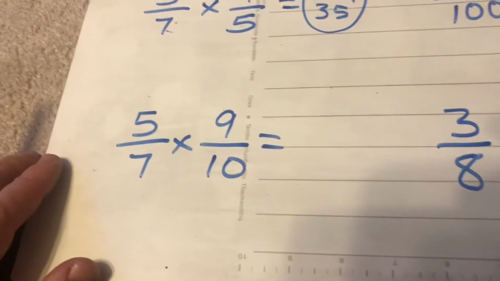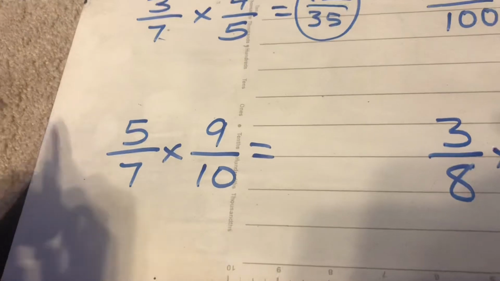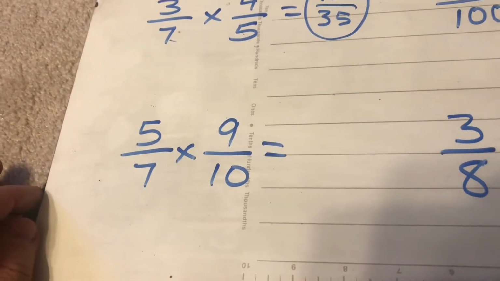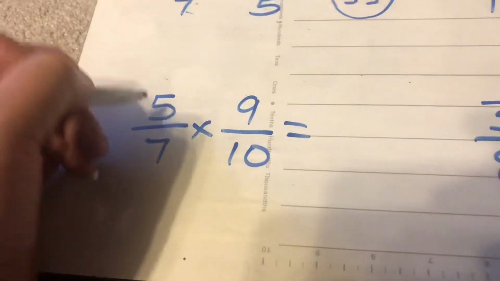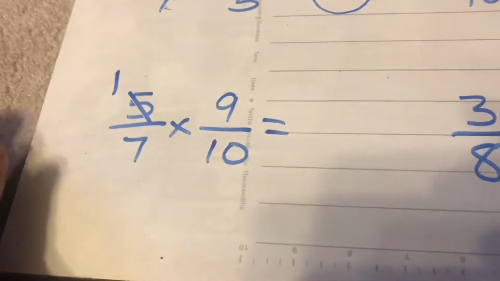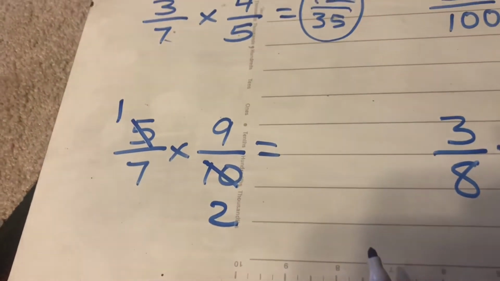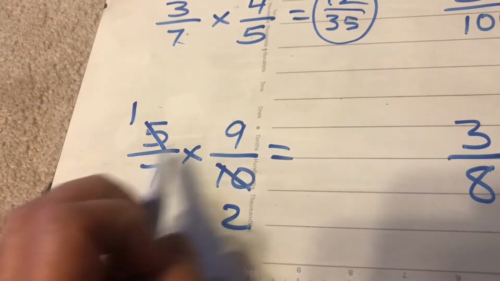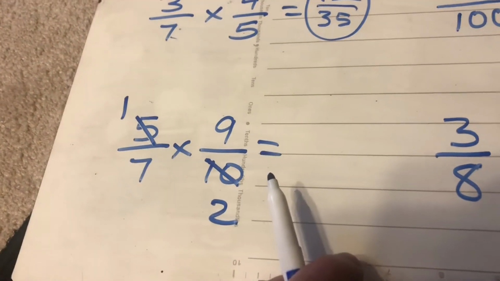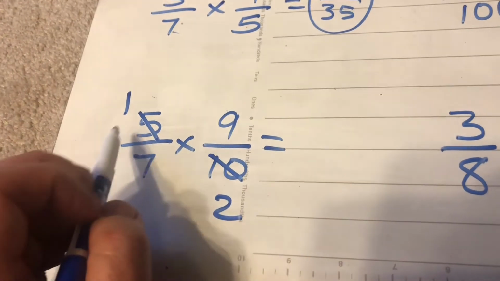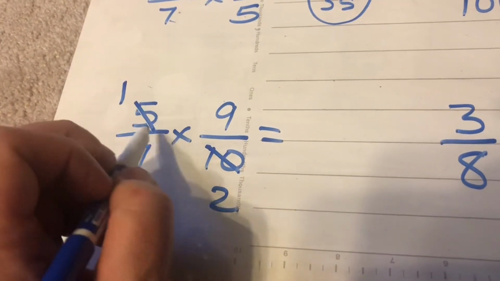Thinking about 5 sevenths times 9 tenths. Well, when I think about cross-checking a 5 and a 10, I'm thinking, well, they're both divisible by 5. So 5 divided by 5 is 1. 10 divided by 5 is 2. I cannot cross-check a 7 and a 9 because nothing besides 1 can go into both 7 and 9. So I'm going to go straight to my multiplying.